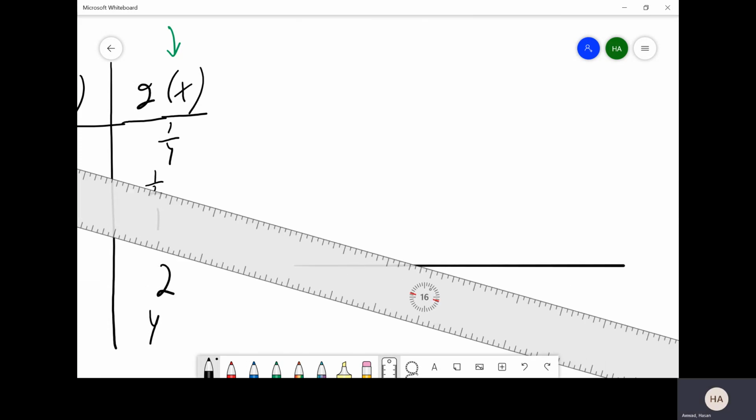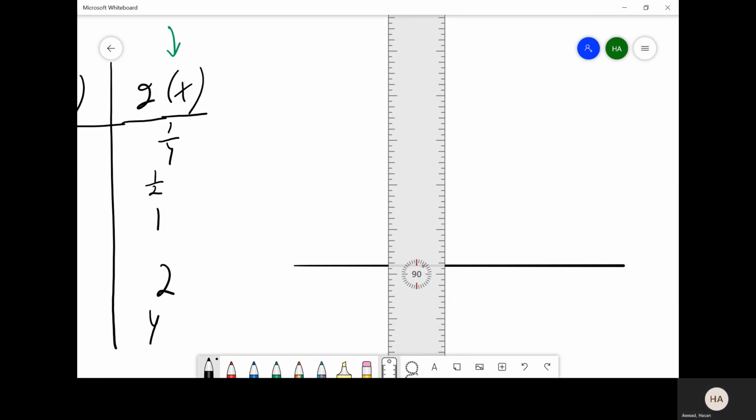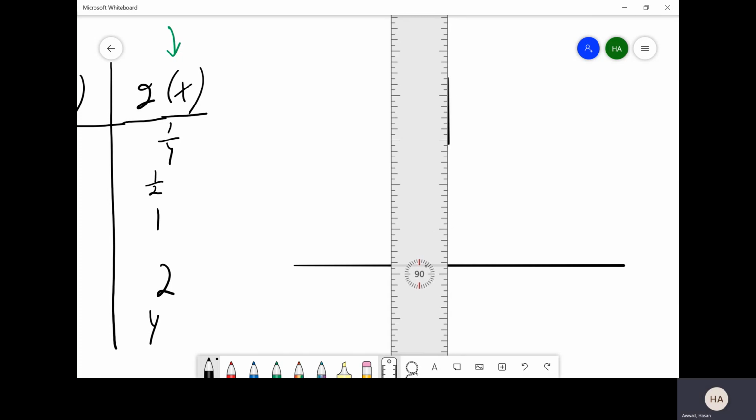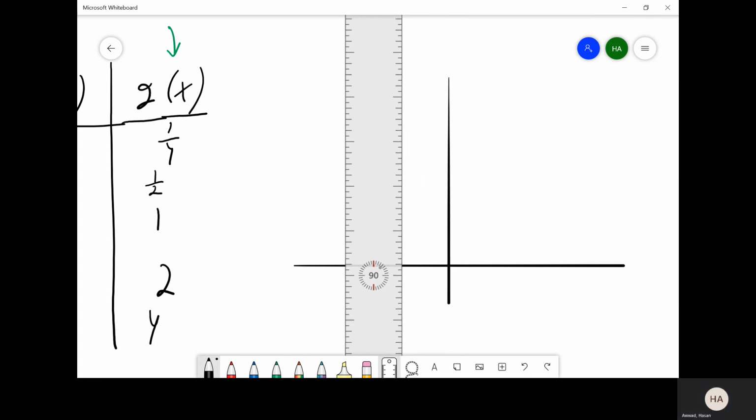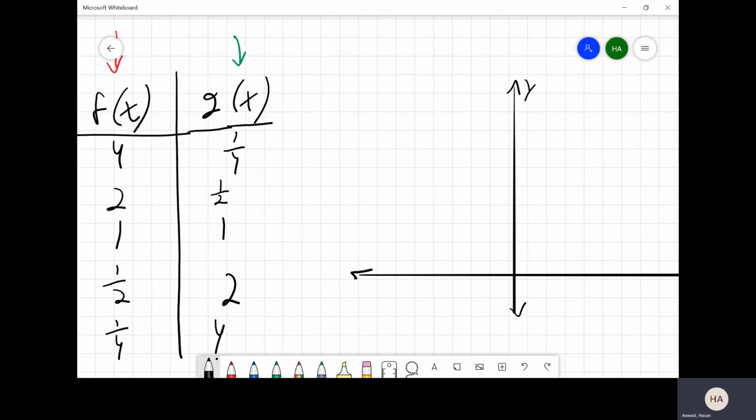Okay, so we're going to have 90 degrees. Fantastic. Okay, so we broke the ruler out. We got the nice lines. Fantastic. This is our x-axis. This is our y-axis. Okay, now let's go ahead and start plotting some numbers down, right?